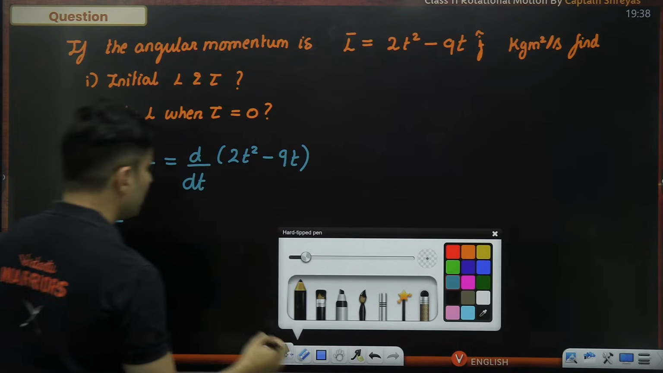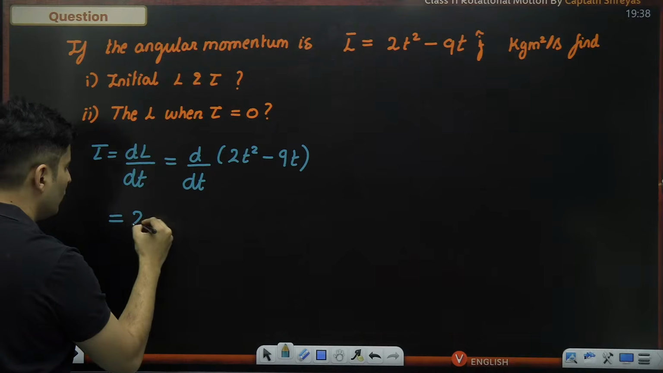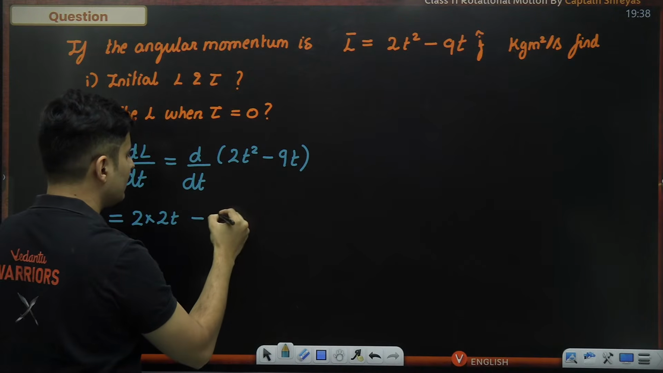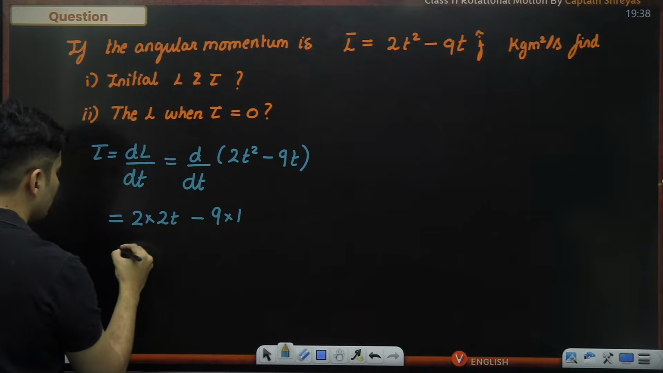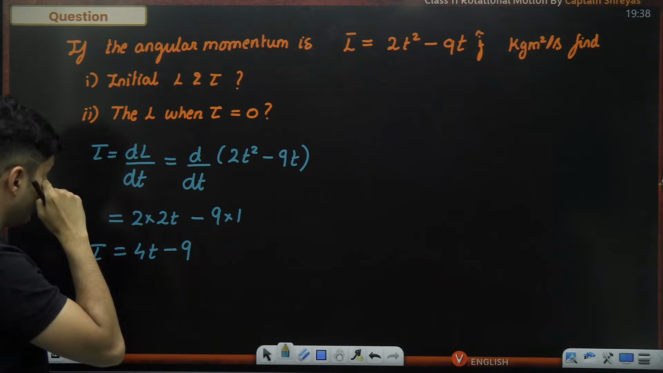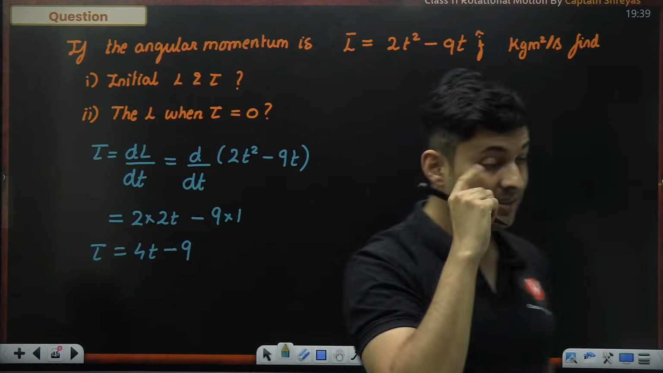Okay. So this will be nothing but a derivative of 2 multiplied by t squared. t squared's derivative is 2t, minus 9t's derivative will be 9 into 1. So therefore it will be nothing but 4t minus 9, which is nothing but our torque.